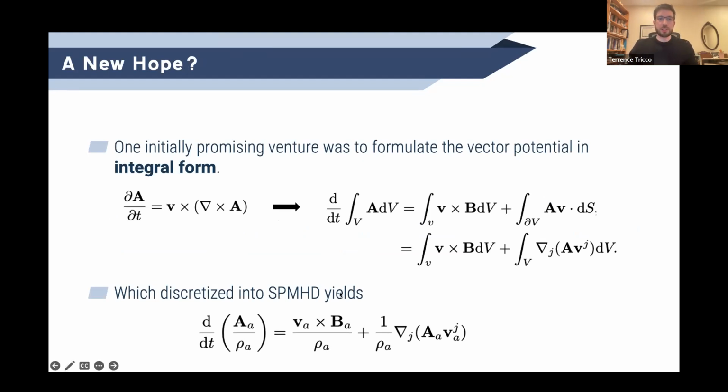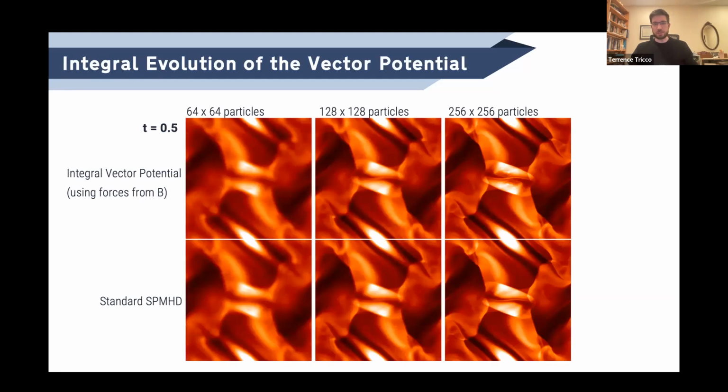In particular, we take the evolution equation here, and we can take this with an integral approach, integrate this over the volume. We get here's our V cross B, plus this surface term. We can convert that to a volume integral, discretize this into our particles, and we get a different evolution equation for A. And initially, this seemed really promising. If we look at the Orszag-Tang vortex, and here we're showing our low, medium, high resolution using this integral vector potential formulation. In the bottom row, we're comparing to the standard SPMHD formulation. Everything looks great. Nothing is blown up. Even at the high resolution, everything looks great.